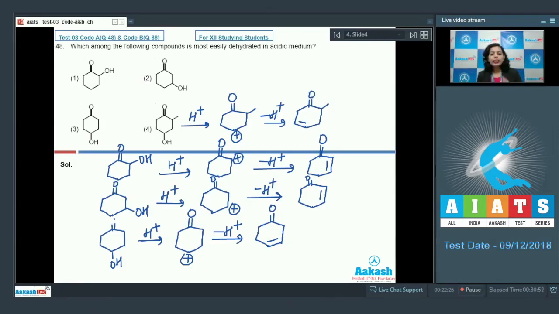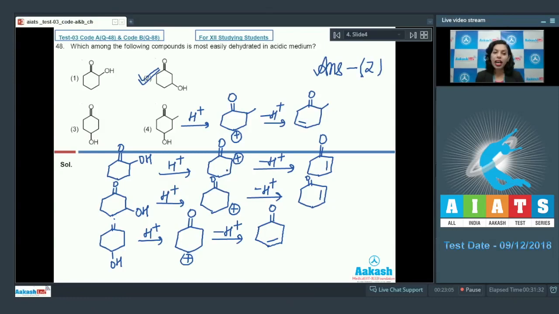The ease of dehydration is decided by the stability of the carbonium ion and the product formed. Now, if you look at the given carbocations, all the obtained carbocations are secondary carbocations. So we have to consider the product obtained in each case. In the second option, the product is stabilized due to resonance, and that is why the compound most easily dehydrated in acidic medium is given in option 2.